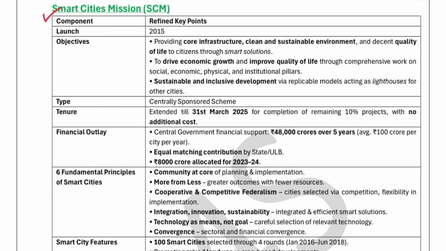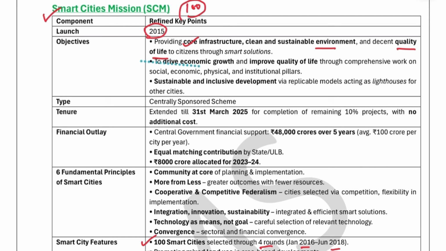Okay, let's discuss the next scheme, that is Smart Cities Mission. This particular scheme was launched in the year 2015 with the aim to provide the core infrastructure, clean and sustainable environment, and decent quality of life to citizens of 100 smart cities. These 100 cities were selected through 4 rounds from 2016 to 2018.